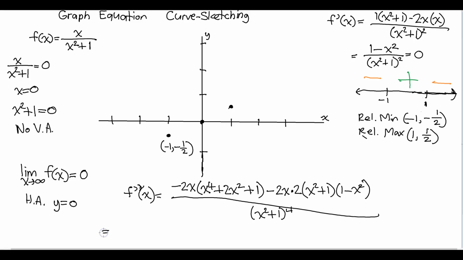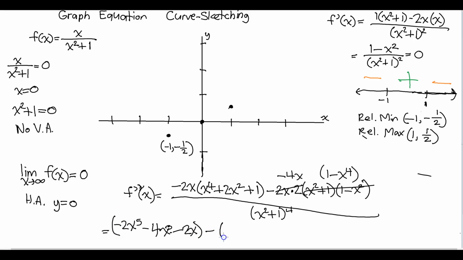Okay, so if we simplify this, we get negative 2x to the 5th minus 4x to the 3rd minus 2x. So this is minus 4x times x squared plus 1, 1 minus x squared. Okay, so this is 1 plus x squared, 1 minus x squared. This is a difference of 2 squares, so this is just 1 minus x to the 4th. Right? So we have negative 4x times 1 minus x to the 4th.